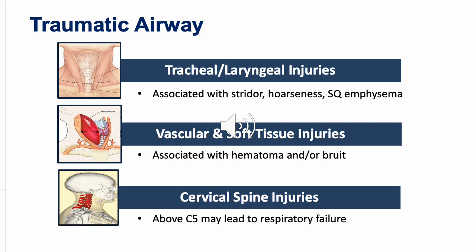Vascular and soft tissue injuries are common with blunt force trauma to the neck. You can get a hematoma that forms, or you can get a bruit that you can actually hear across the neck if you're in a quiet enough place to listen. And don't forget your cervical spine injuries. C3, 4, and 5 keep the diaphragm alive, so cervical spine injuries can lead to respiratory failure as well.